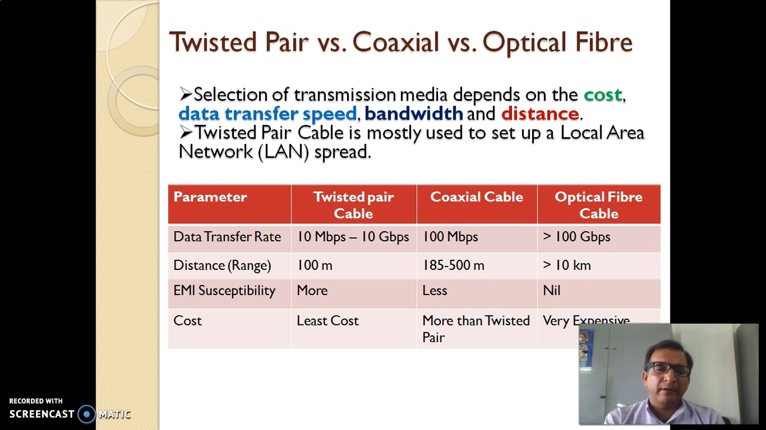EMI, electromagnetic interference susceptibility, is more in twisted pair and lesser in coaxial cable, and nil in optical fiber. Cost is least in case of twisted pair cable, more than twisted pair in case of coaxial, and very expensive in case of optical fiber. It depends upon the quality of the thing you want to implement.